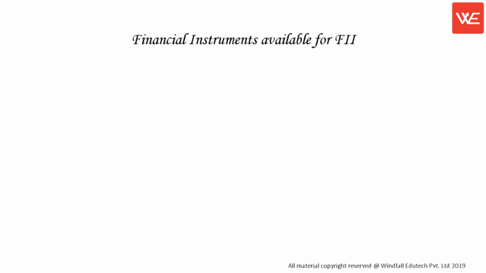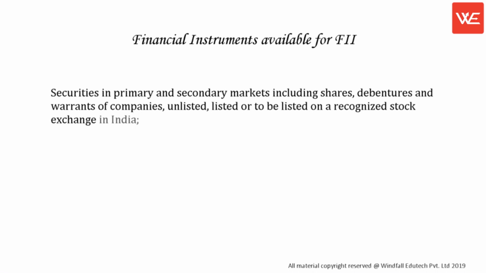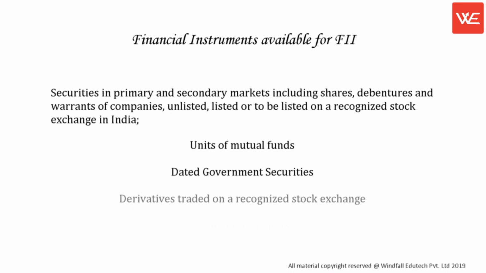Financial instruments available for FII: securities in primary and secondary markets including shares, debentures and warrants of companies, unlisted, listed or to be listed on a recognized stock exchange in India; units of mutual funds; dated government securities; and derivatives traded on a recognized stock exchange.